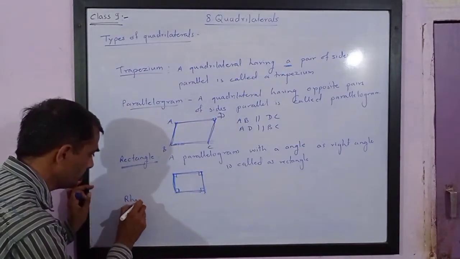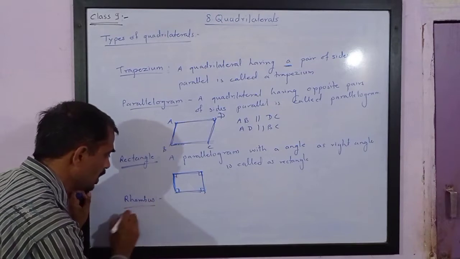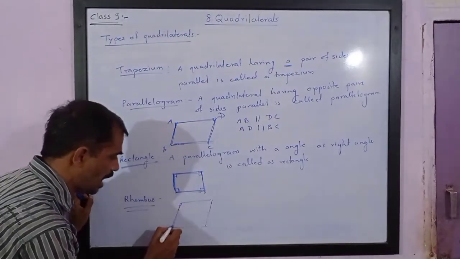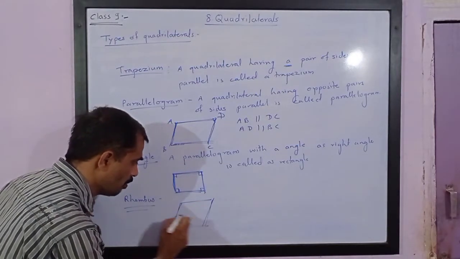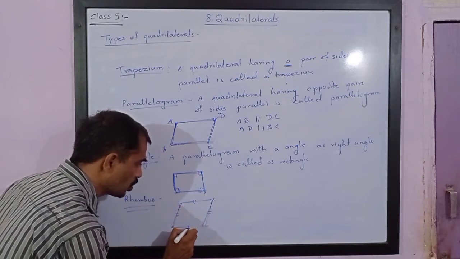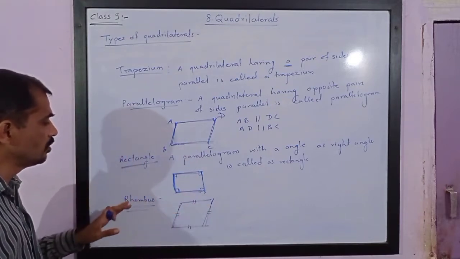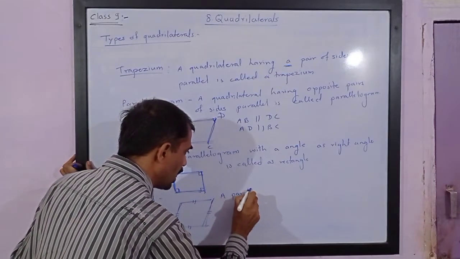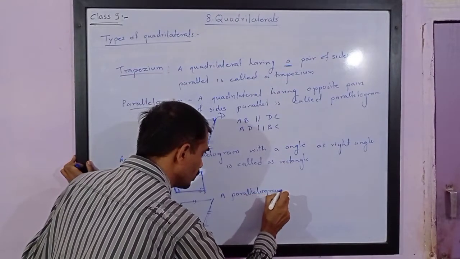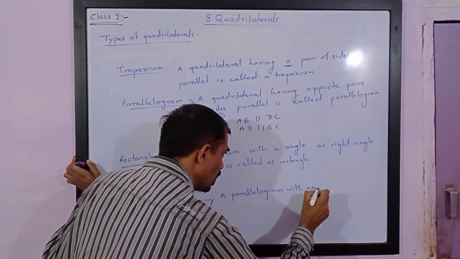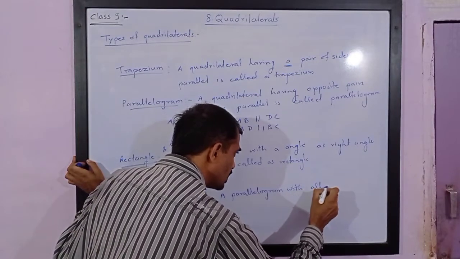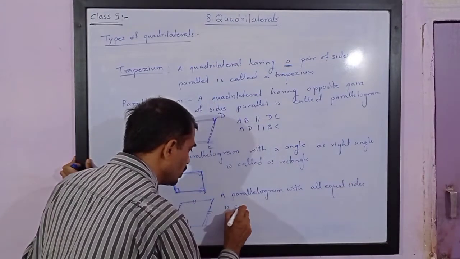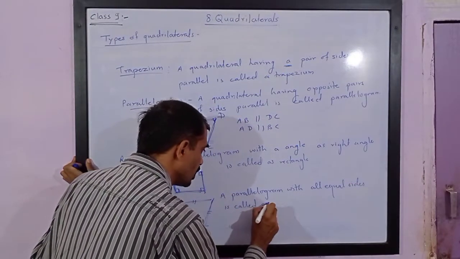Rhombus. So rhombus is also a parallelogram, but again it is a special type of parallelogram. Please note, it is having opposite sides parallel, but all these sides are equal. So it is a parallelogram which is having all sides equal. So a parallelogram with all equal sides is called as rhombus.